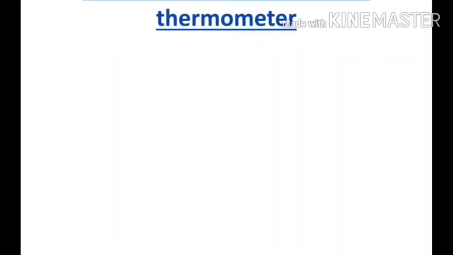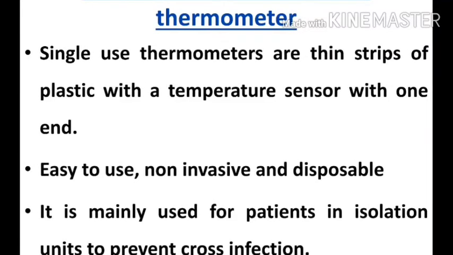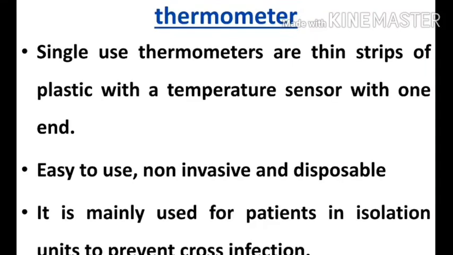Next is disposable single-use paper thermometers. These are thin strips of plastic with a temperature sensor at one end. That is, it contains chemical dots, a chemical mixture that will melt and change the color at a specific temperature. It is easy to use, it is non-invasive and disposable. It is mainly used for patients in isolation units to prevent cross-infection.